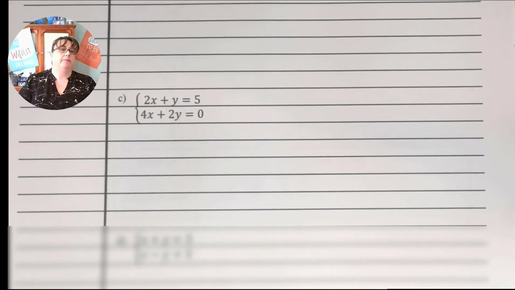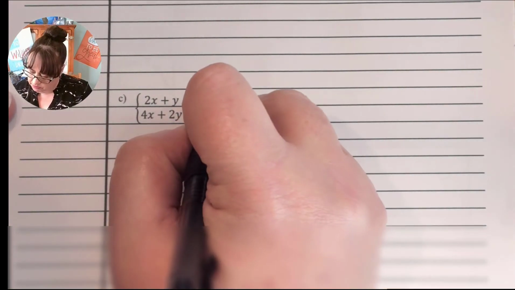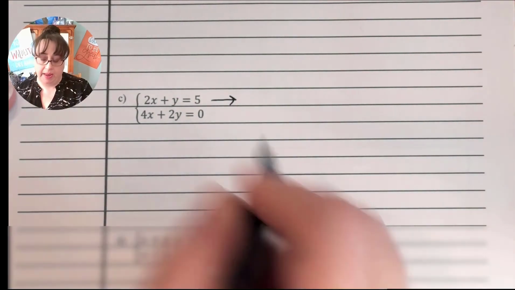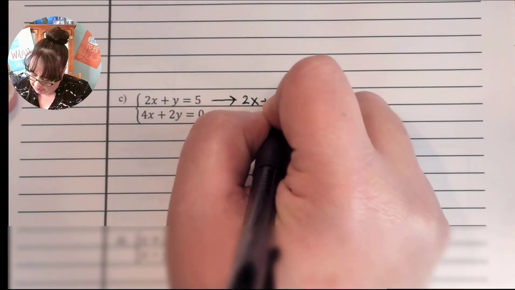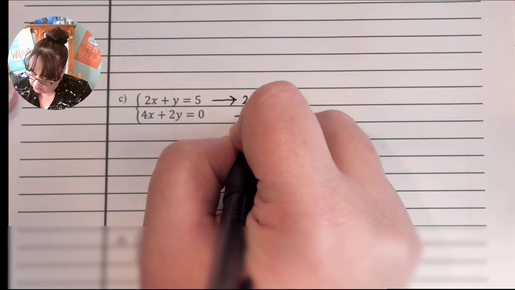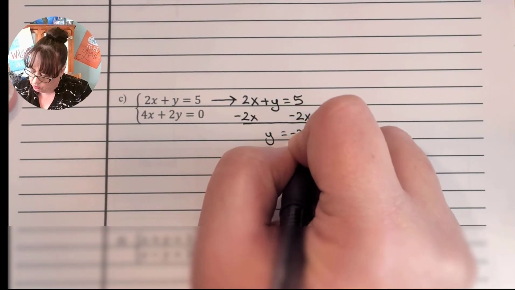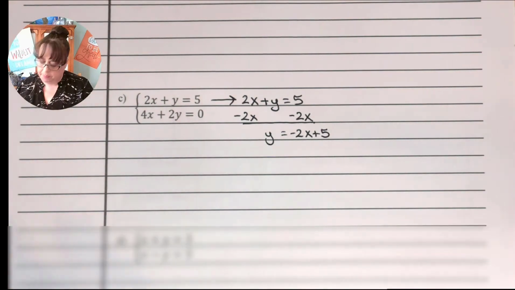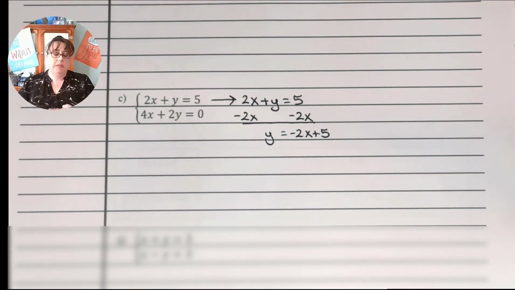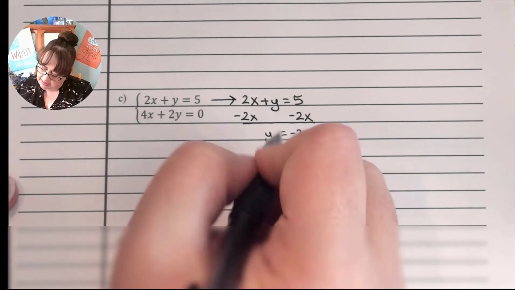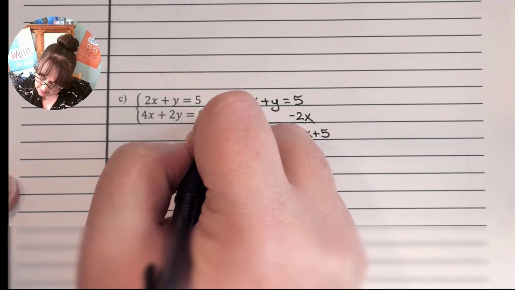Let's look at C. Let's go ahead and take C and do it by substitution with some extra steps. Let's take our first equation and solve it out for y. So 2x plus y is equal to 5. So I'm going to subtract 2x from both sides. So now I have y equals negative 2x plus 5. Yes, it's a few more steps, but it's okay to take a few more steps to do this. So now I'm going to take this and put it into that equation.